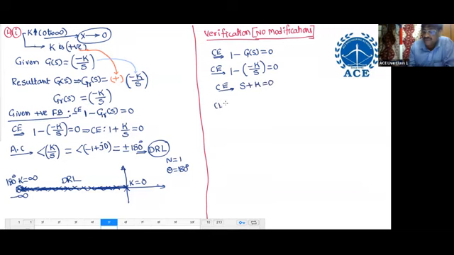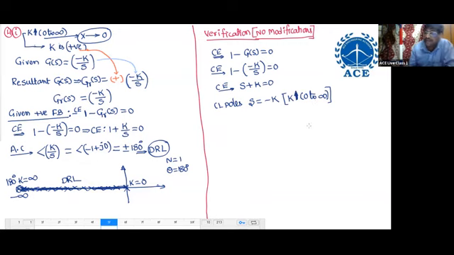Now what are the closed loop poles? Closed loop pole, s equal to minus K. So now what is the range of K? K should be increased from 0 to infinity.